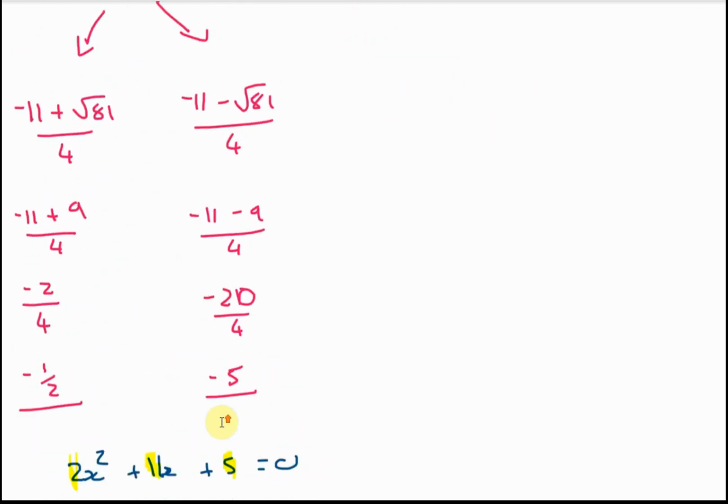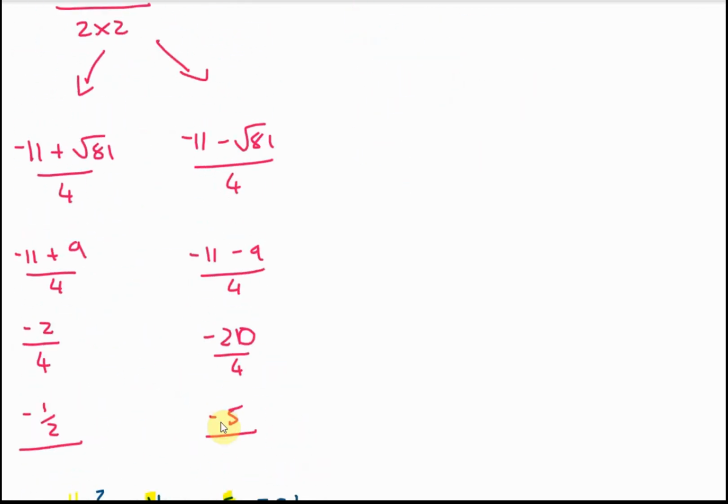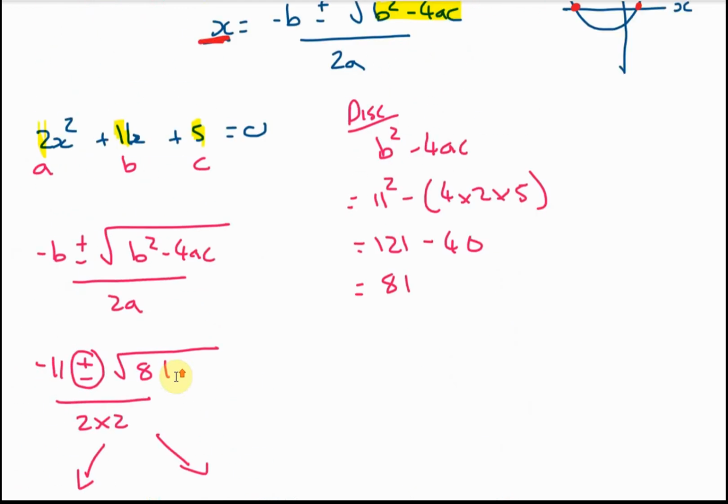So what does that mean then? Well, it means that the coordinates of where our quadratic graph cuts are at minus a half and at minus 5. That is where our quadratic cuts the x-axis. And it's as simple as that.